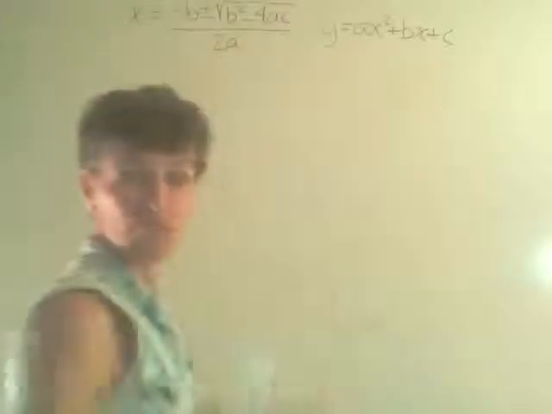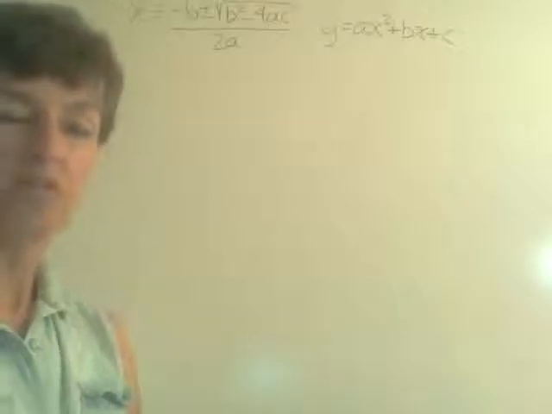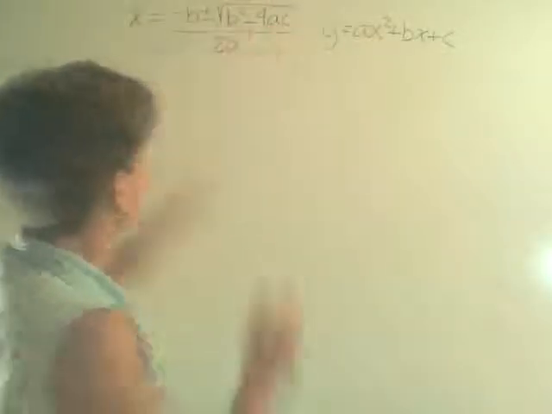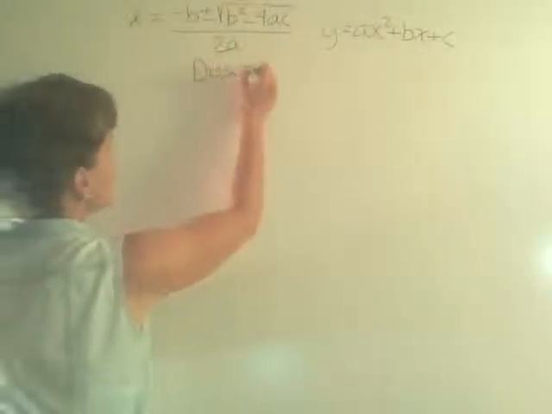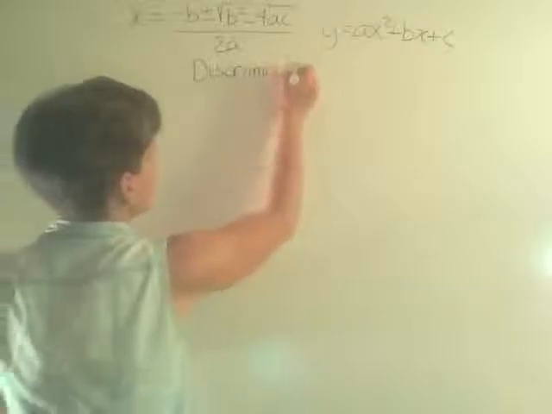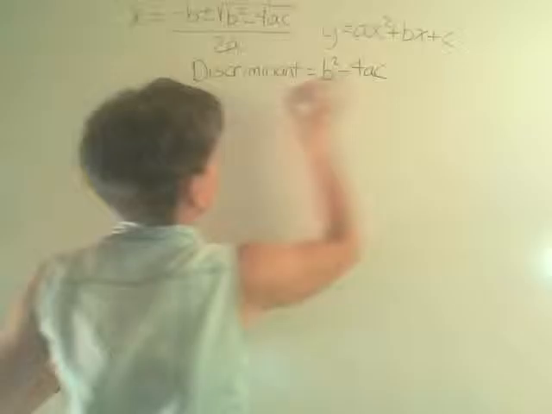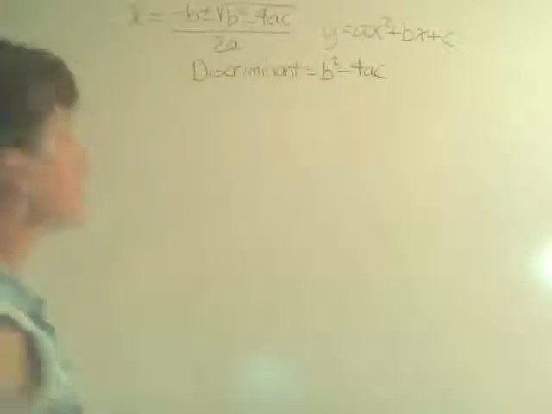This is the general or standard form of a quadratic equation, and this is where the a, b, and c come from in the quadratic formula. So the quadratic formula has the square root in it, and what is underneath the square root is called the discriminant. So the discriminant is b squared minus 4ac. All right, that's the discriminant.